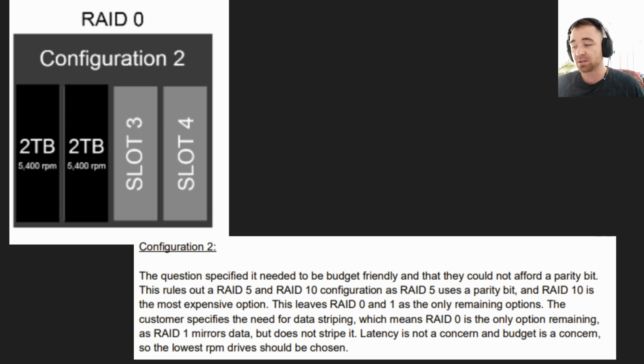Latency is not a concern, which is why we went with the low RPM, because they're on a tight budget. If latency isn't a concern, we're going to go for as little latency as possible. And budget is a concern, so they want it cheap. Latency is not a high priority, but a cheap RAID configuration is. So therefore, low RPM or high latency drives. So the lowest RPM drives should be chosen. So that's our explanation for that one.